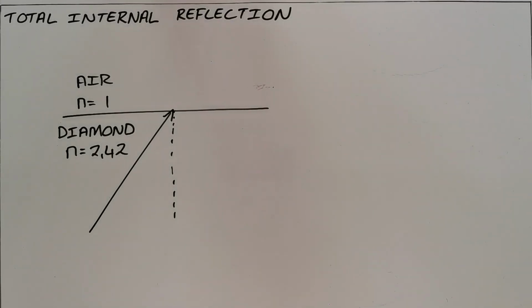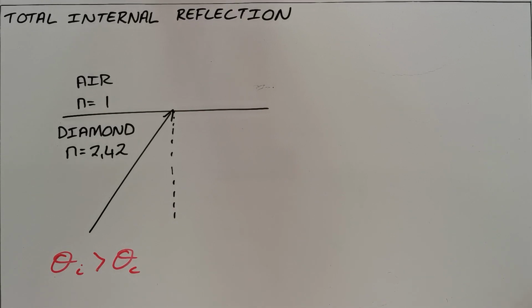In the section of optics, there's a phenomenon called total internal reflection, which occurs when the angle of incidence is greater than the critical angle for a certain material. So in order to calculate the angles for which total internal reflection occurs, we first need to be able to calculate the critical angle for a substance.